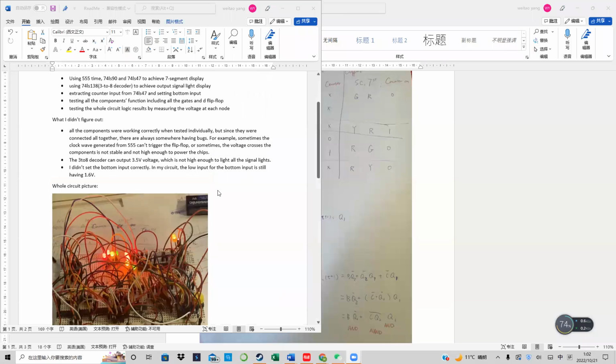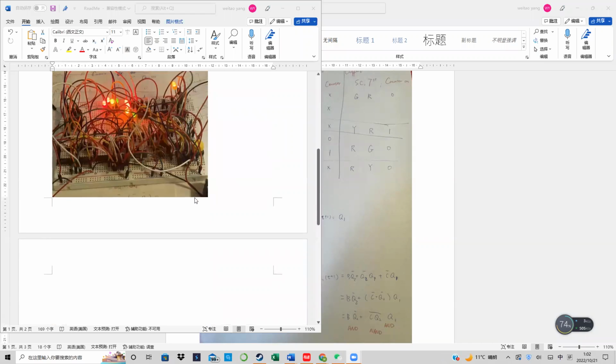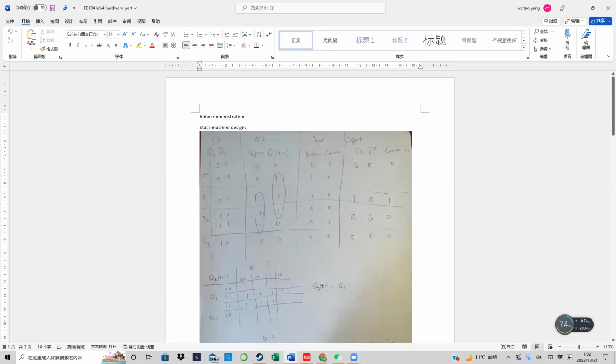Hi, this is the demonstration for the EE104 lab, the hardware part, which is to design the signal light. Let's go to the results for my project. I didn't finish the whole thing, but I tried to achieve as much as I could. So let's start with the state machine design.